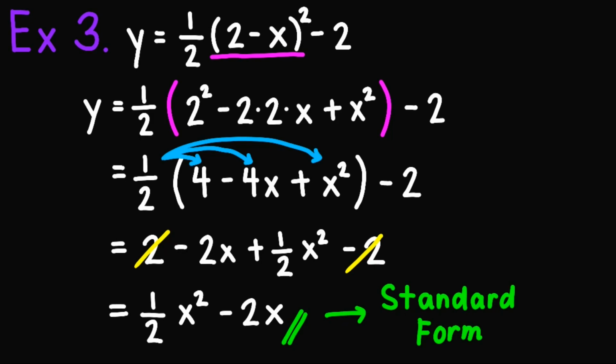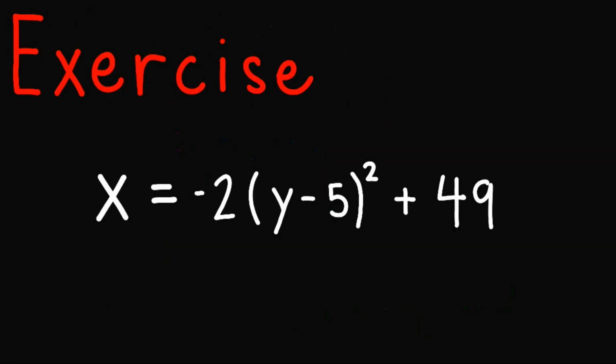To formally end this, here's an exercise that you can work on. So we're given x equals negative 2 times the quantity y minus 5 squared plus 49. So the trick here is just similar to our 3 examples. Square of a binomial, expand, simplify, then combine the like terms to obtain the general form or the standard form of a parabola.